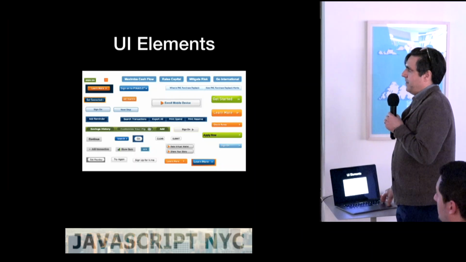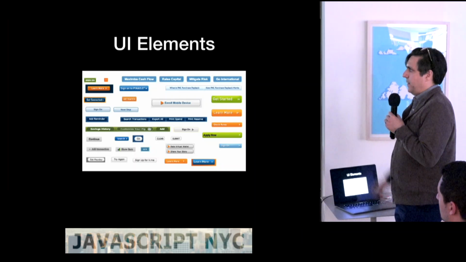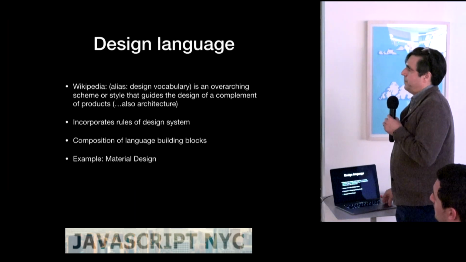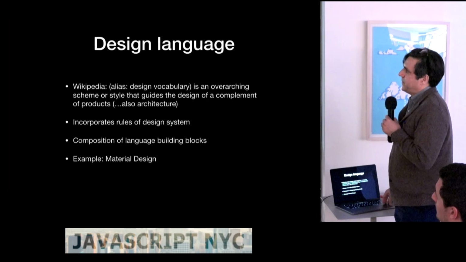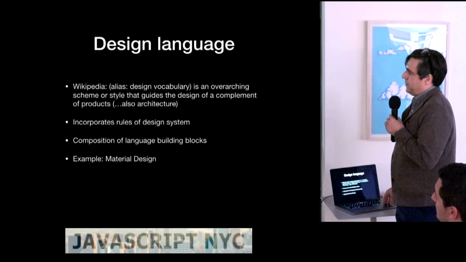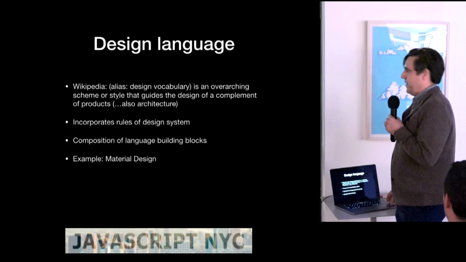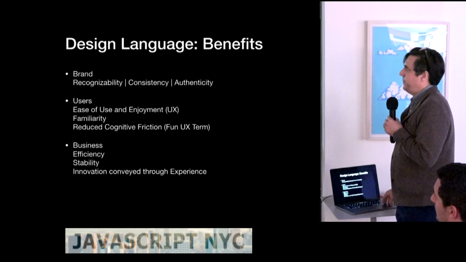And a lot of companies want to protect their brand, and they want everything to look cohesive and similar and things like that. So that's where design languages come in. They incorporate rules, their composition of building blocks, and the example we're going to talk about is Material Design.